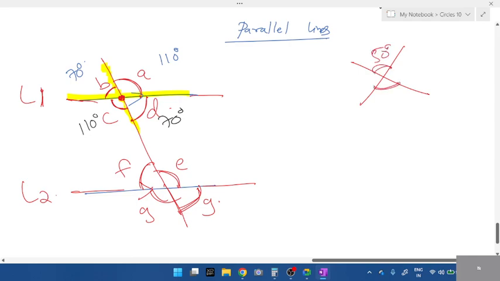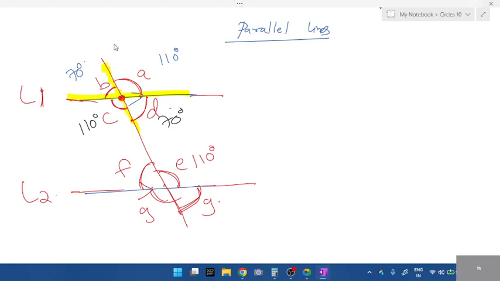If this is 50, what about this one? 50. If this is 50, what will be the adjacent angle? Straight line. 180 minus 50 is 130. If that is 130, the opposite also will be 130 degrees. From this, we have understood vertically opposite angles. In the same way, if I take E as 110 degrees, what will be angle F? 70 degrees. Okay, angle F will be 70 degrees.